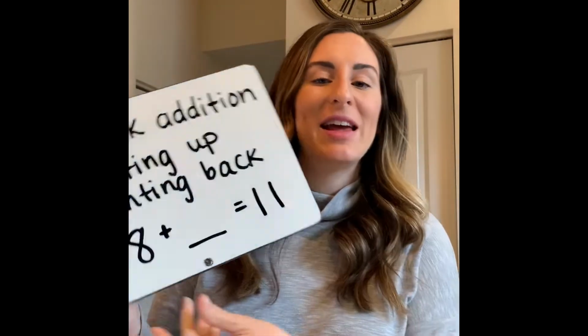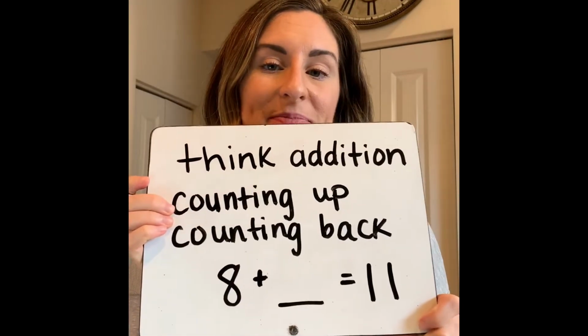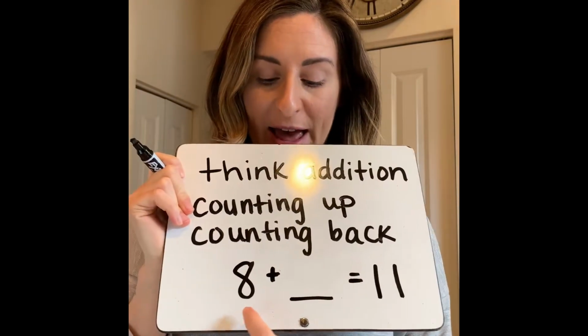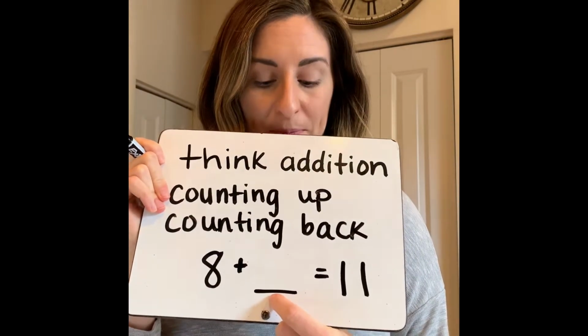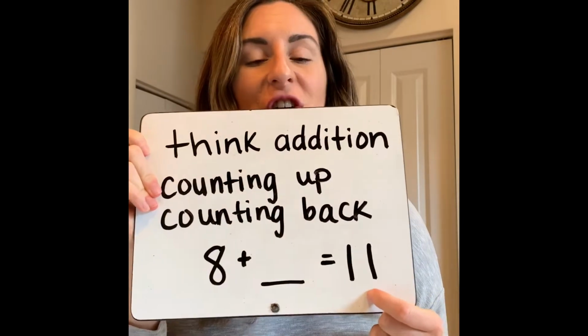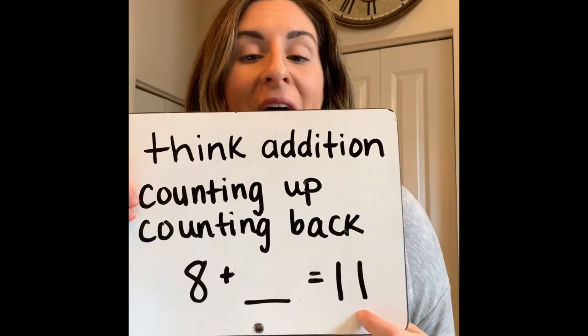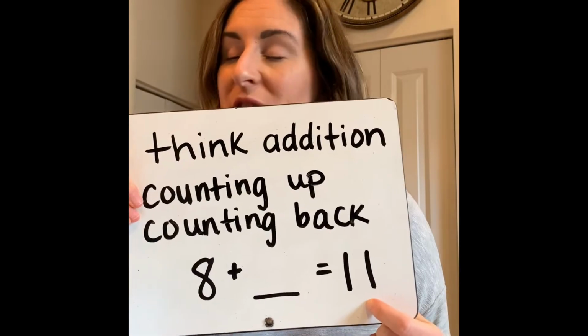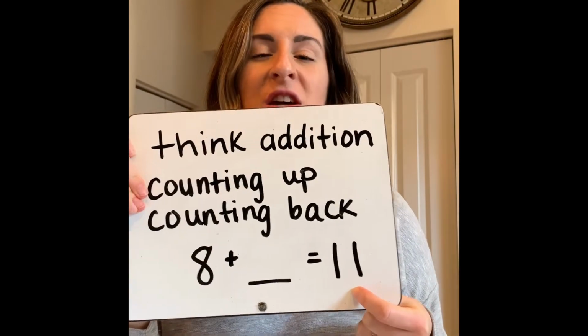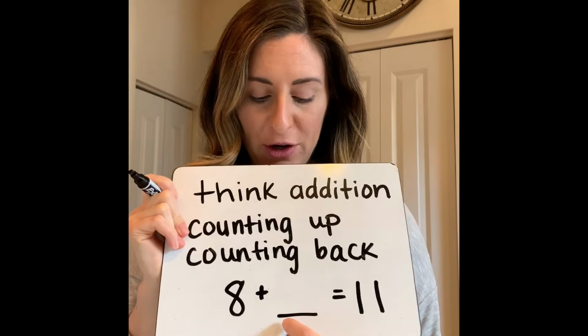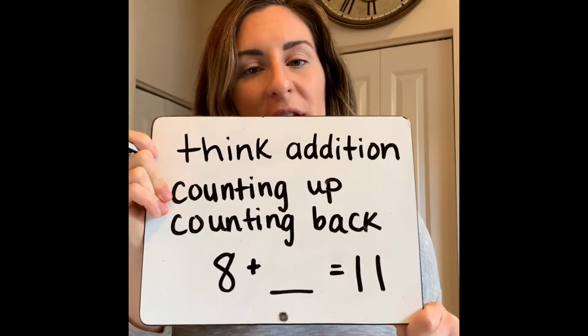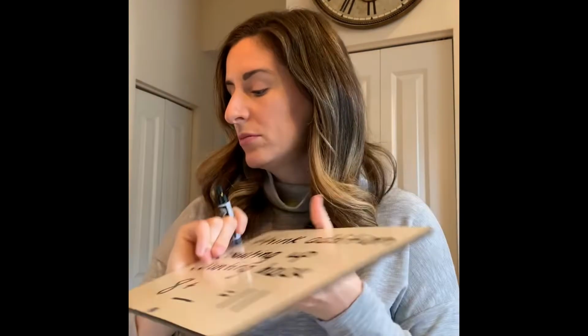So to get started, I want you to think about the answer to this question. If I have an 8, and in my number sentence, I have a missing number here, but I know that the answer is 11, how could I figure that out? You don't need to write this down or anything. Just think for a second. How would you figure out what this missing number is? Do you have your answer?